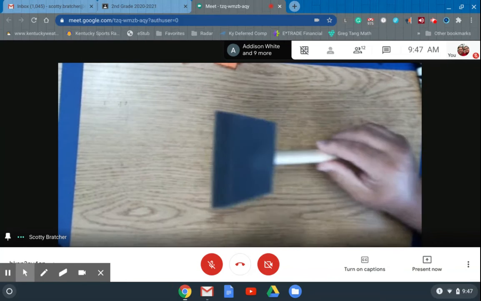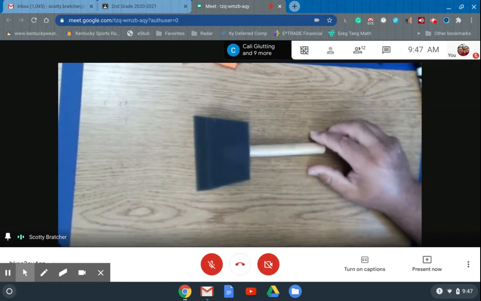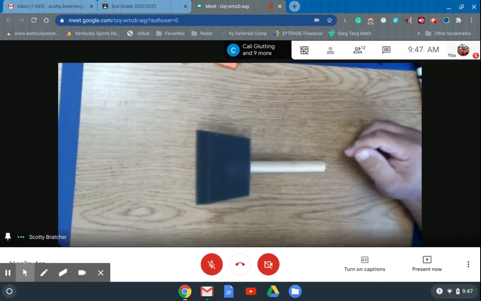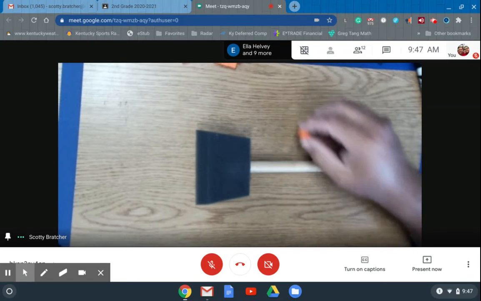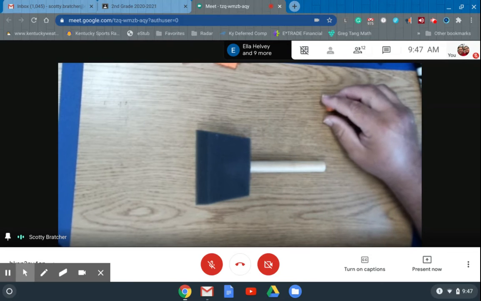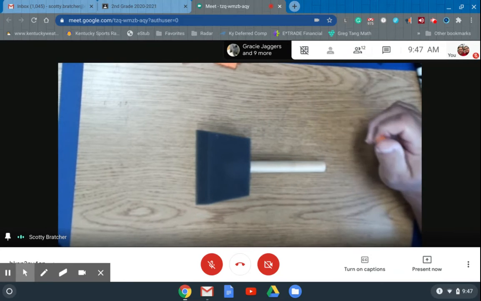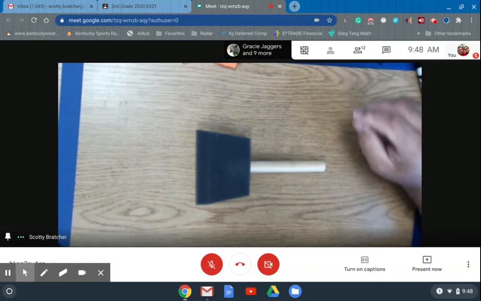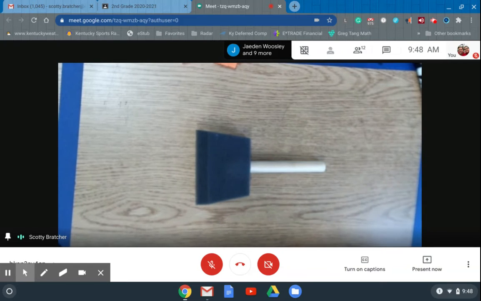All right. I'm going to measure this thing. Okay? And it's going to be kind of hard to put centimeter cubes on that because it's going to fall off because it's round, right? So what do you think I could do? What could I do? Only got one person that has an idea? Uh-oh. Gracie, what do you think we could do?